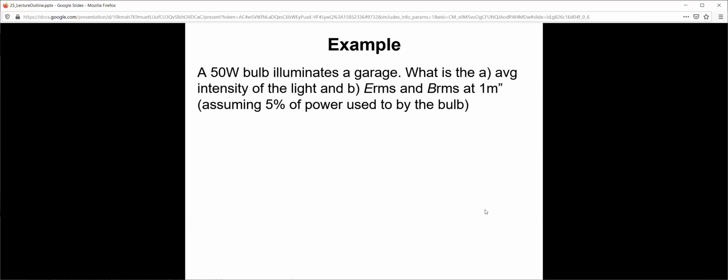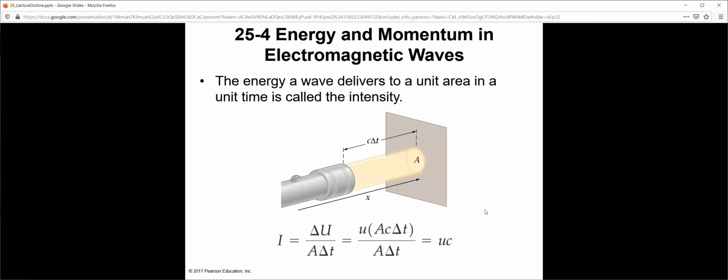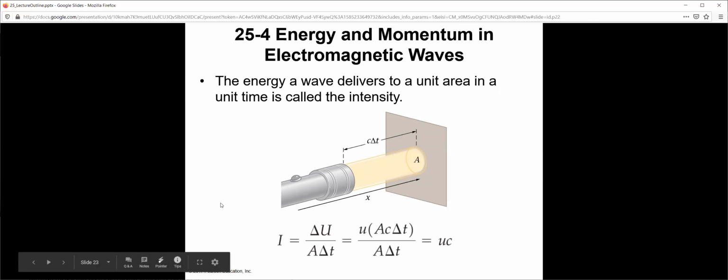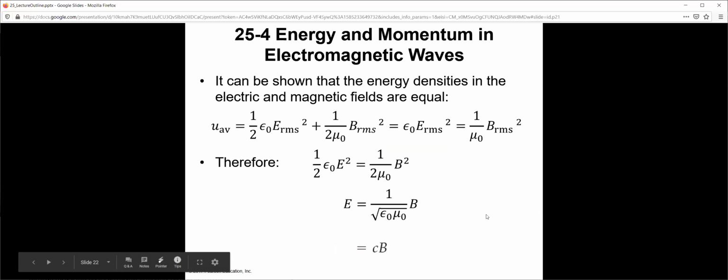How do you calculate this stuff? Well, use the equations we had before, plus some equations from a couple chapters ago to figure it out, right? Because we're talking average intensity, we're talking capital I here, which relates these guys, and those guys come into play from these guys.